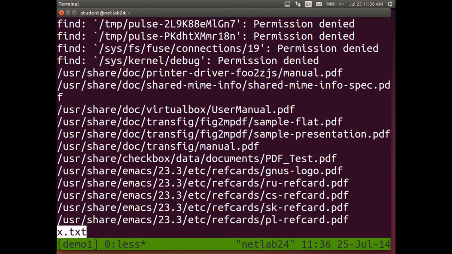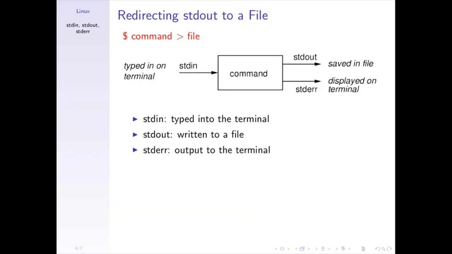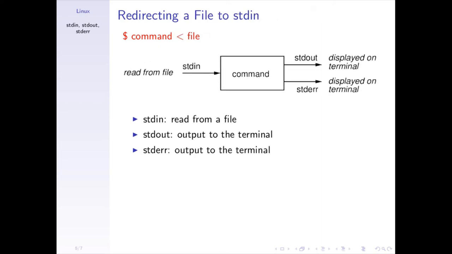The error messages are caused because I don't have permissions to read some directories. So, redirection: we can redirect different things. There are many different ways to do it. Redirect the standard output to a file. Redirect both the standard output and the error messages to a file.